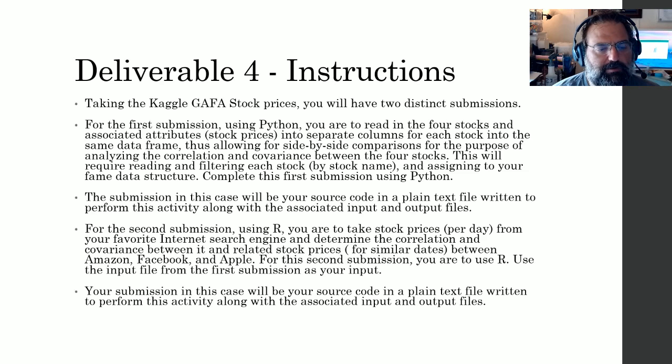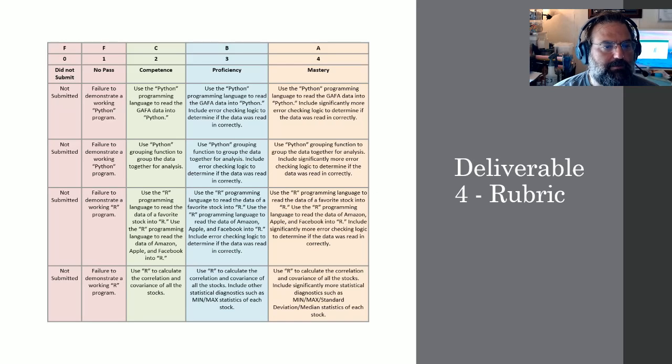Your second submission, you're to take R and take a look at the stock prices per day from your favorite internet search engine. Yahoo makes this pretty easy, by the way, and determine the correlation and covariance between it and related stock prices for similar dates between Amazon, Facebook, and Apple. For the second submission, you're to use R. Use the input file from your first submission as your input. So you're basically going to use the same file that you did before, plus some additional stuff. In this case, it's the same sort of thing. You want your source code in a plain text file and the associated output.